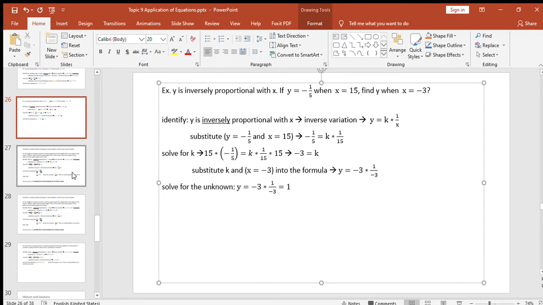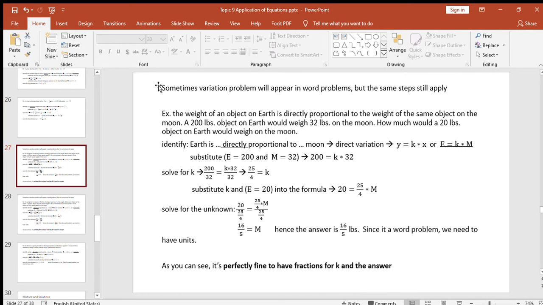But sometimes it's not going to look as pretty as this, okay? Sometimes you guys are given word problems, but basically the steps are the same. So let's say we have an example.